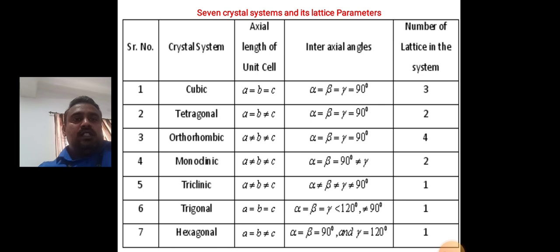The table shows the number of systems equal to 7, with the axial lengths and interaxial angles of the 7 crystal systems, and the number of possible types in each system. For example, in cubic there are 3 types: simple cubic, body centered cubic, and face centered cubic. In tetragonal there are 2 types: simple tetragonal and body centered tetragonal. Orthorhombic has 4 types, monoclinic has 2 types. Finally, triclinic, trigonal, and hexagonal have 1 type each: simple triclinic, simple trigonal, and simple hexagonal.